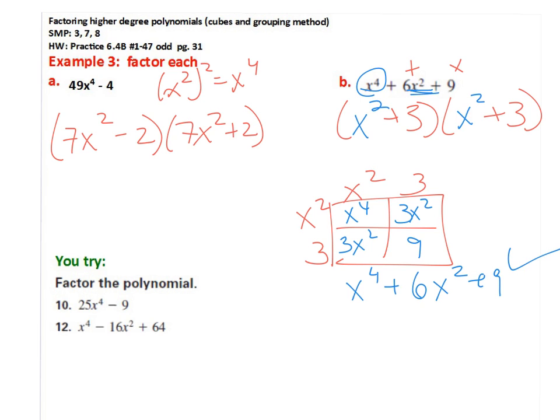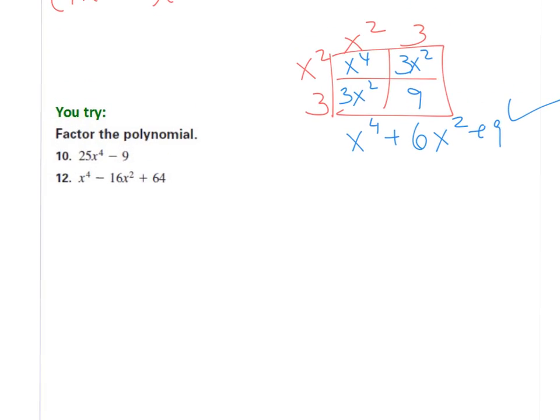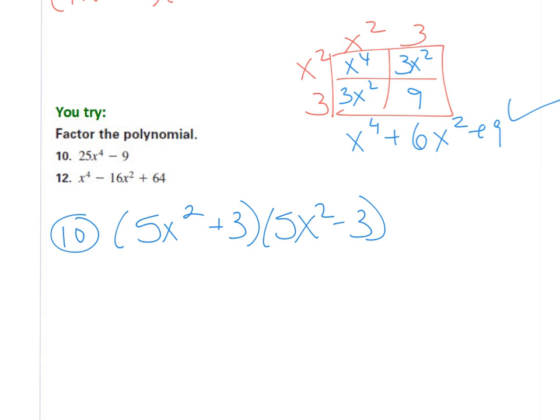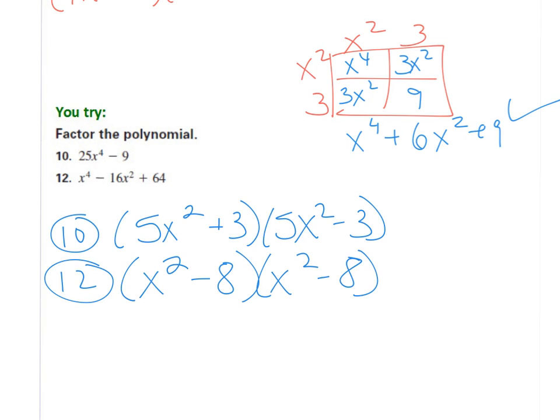Okay, you tried 10 and 12. Move it up so you can see it. I'll pause the video for you to do that. Okay, for 10, did you get 5x squared plus 3 and 5x squared minus 3? And 12, x squared minus 8 and x squared minus 8. You can't factor the x squared minus 8 anymore because 8 is not a perfect square.